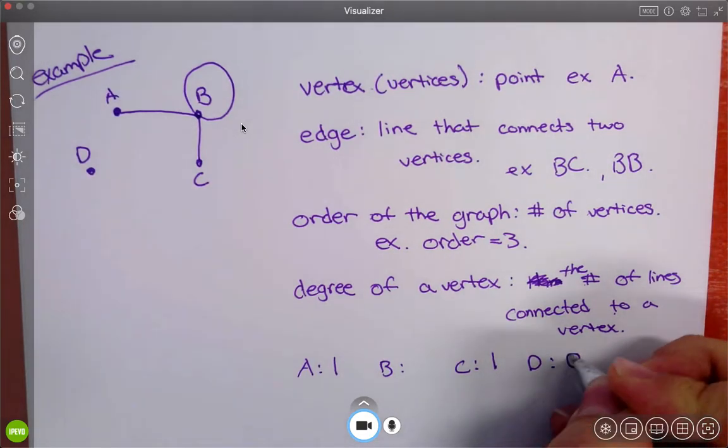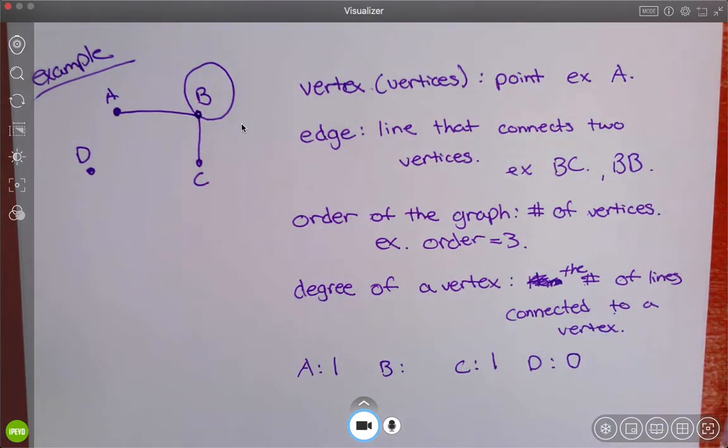0. Okay. And who wants to take a guess at the degree of vertex B? This is your most challenging question. Close. It's not 2. It's not 3 either. So it's 4, okay?